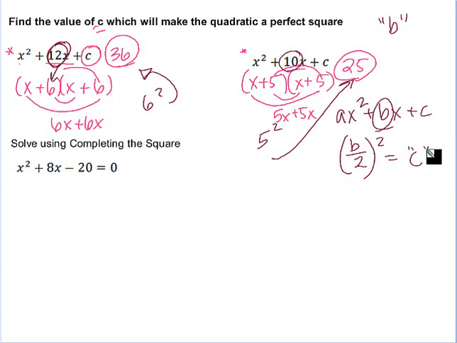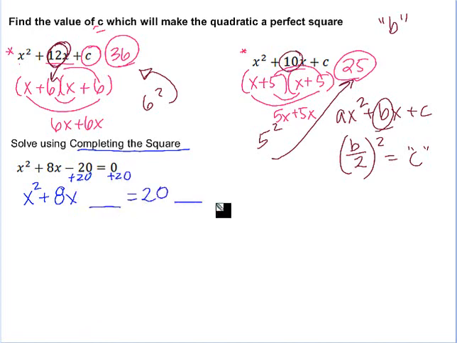So that's what we're going to try doing next. We're going to solve by using completing the square. So to complete the square, what we do is we just get our x squared and our x alone. So in this case, we're going to have to add the 20 to the other side. You're going to leave a blank spot there.